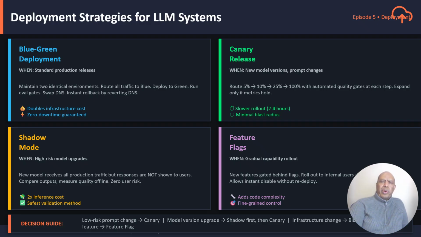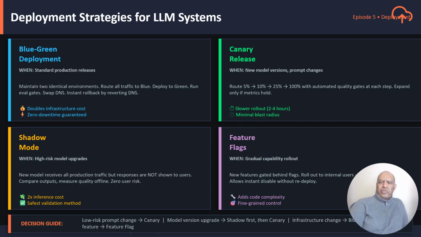Now, the canary one is my default recommendation for most LLM changes. It is 5% evaluate, then 10% evaluate, and then full rollout. The gates between expansion steps are automated. Your monitoring system decides whether to promote. So build this automation before you need it.